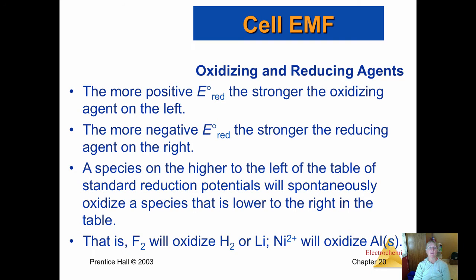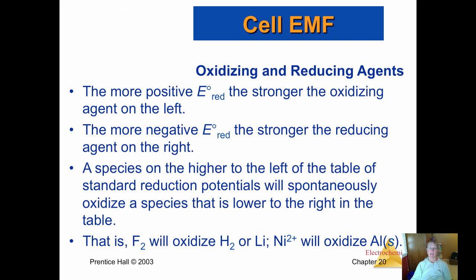The more positive your reduction potential is, the stronger you're going to be as an oxidizing agent. And the more negative your reduction potential is, the weaker you are as an oxidizing agent. To restate that another way, if you're a strong oxidizing agent, you have a great desire to be reduced, you have a desire to gain electrons. And the more negative the value of that reduction potential, the opposite would be true. The more likely that substance would be oxidized.